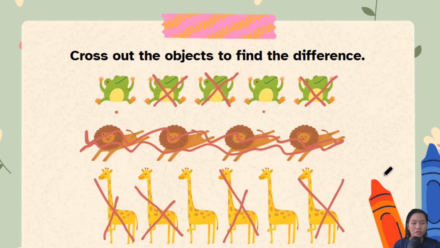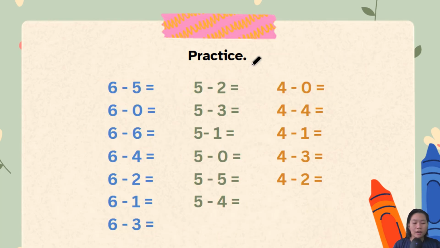2. We have 2 left. 1, 2. Very good, everyone. Let's move on to the next part. We're going to have a little bit of a practice now from what we've learned.